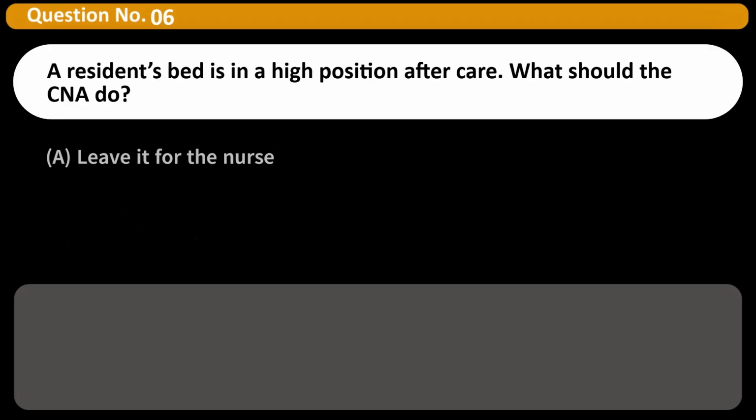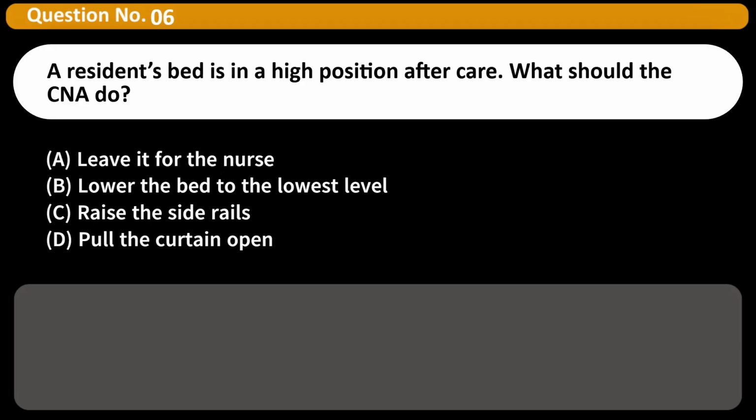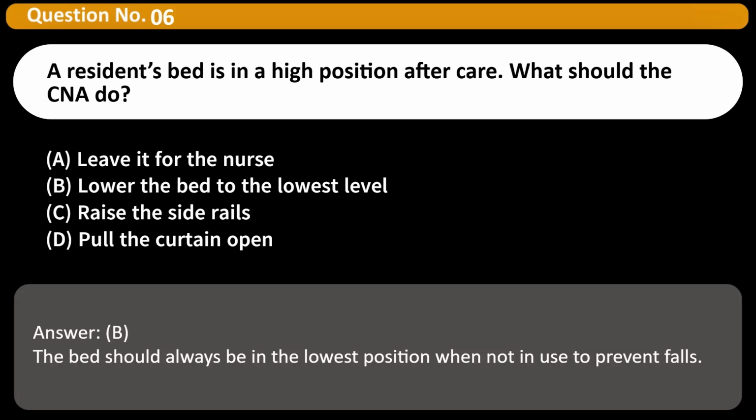A resident's bed is in a high position after care. What should the CNA do? A. Leave it for the nurse. B. Lower the bed to the lowest level. C. Raise the side rails. D. Pull the curtain open. Answer, B. The bed should always be in the lowest position when not in use to prevent falls.